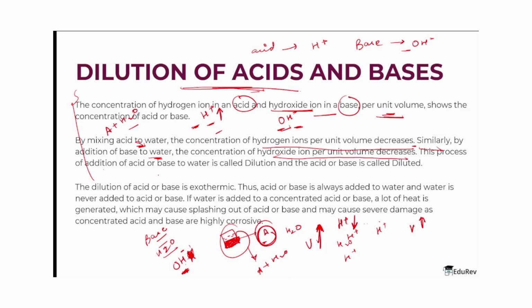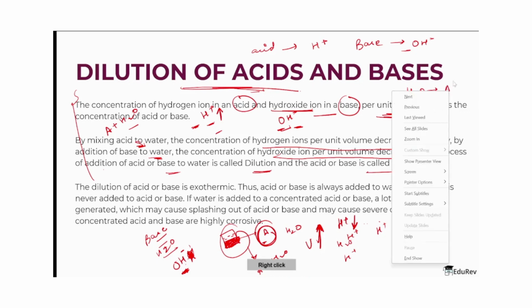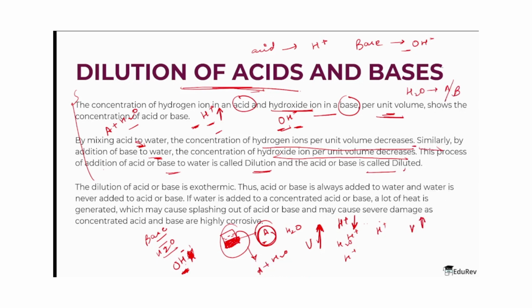Now this process of addition of acid or base to water is called dilution, and the acid or base is called diluted. That means whenever I add water to either my acid or base, dilution is going to happen, because I am making my acid or base more diluted.